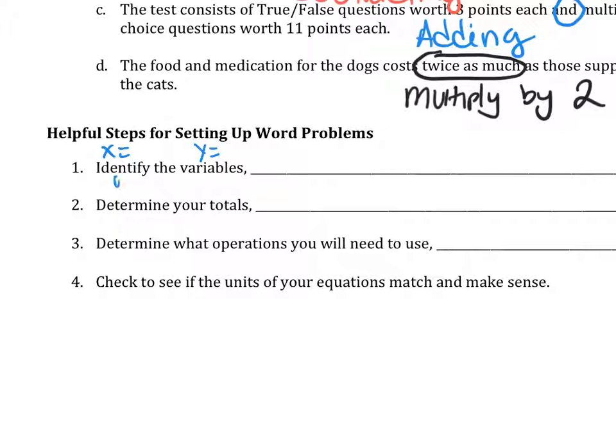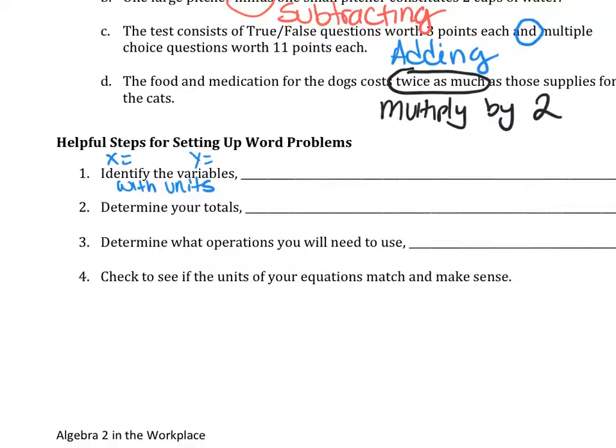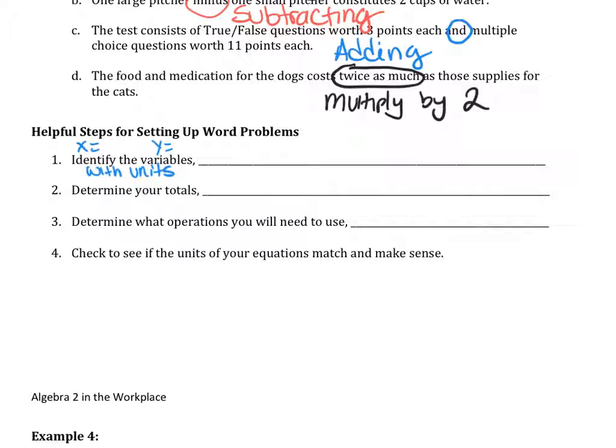We want to make sure we have units. And we can find out what the variables need to be by looking at the question. Our variables need to answer whatever question is being asked. So if the question is how many, your variable should be number of something. If your question is asking how much does something cost, your variable should be a dollar amount. Okay, so your variables have to answer whatever question is being asked.